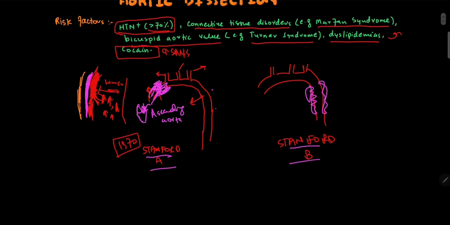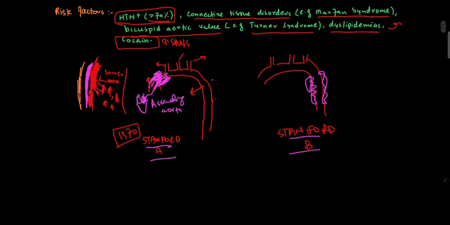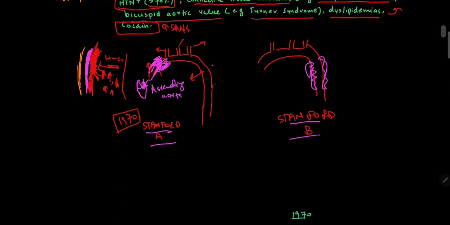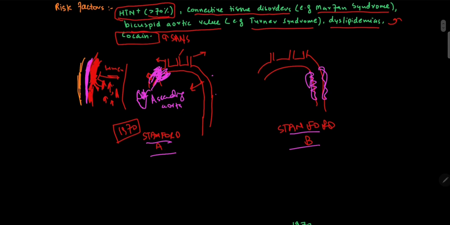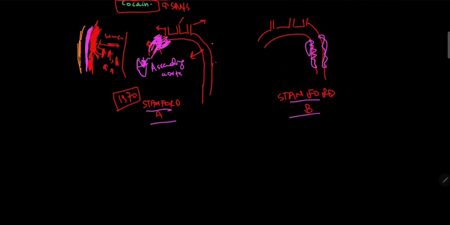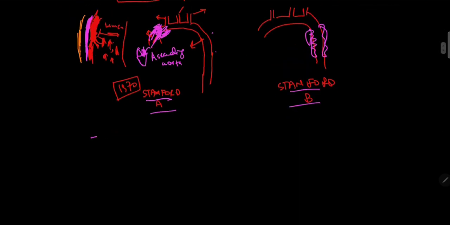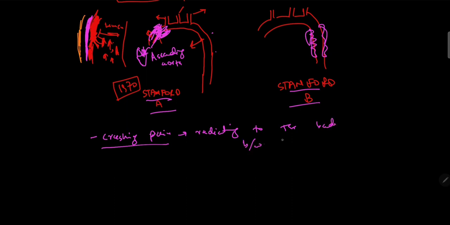So now let's talk about clinical features. How is this going to present to us? Clinical features include crushing chest pain. Remember the word crushing. They often use this crushing word in question stems. So crushing chest pain, and it is radiating to the back, between the scapulae. They can say between the scapulae.